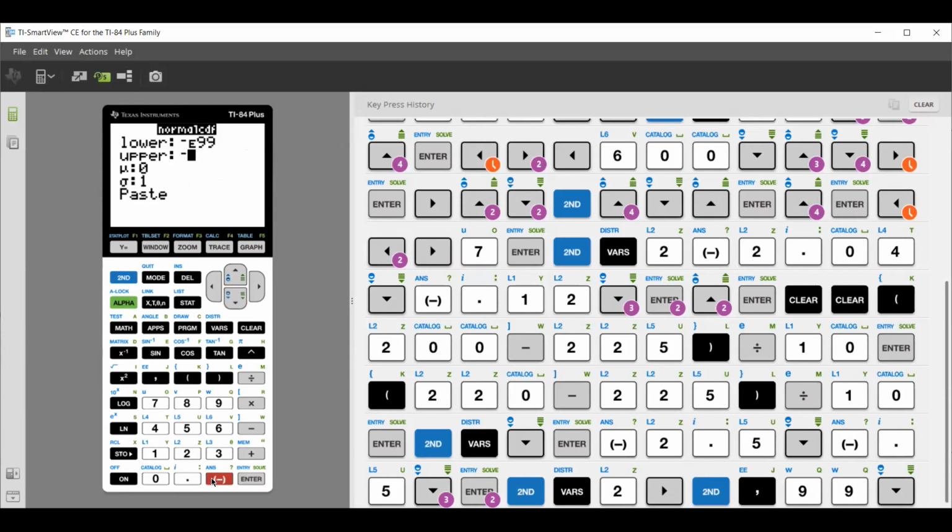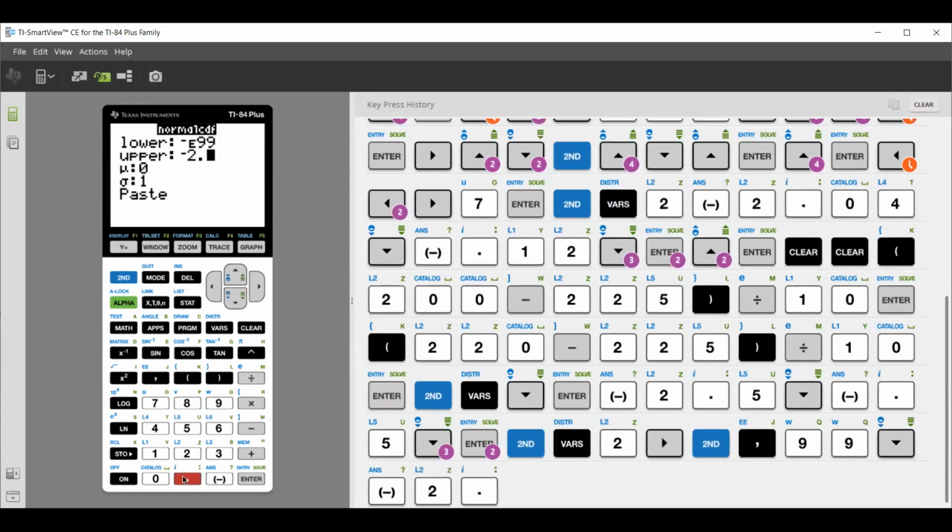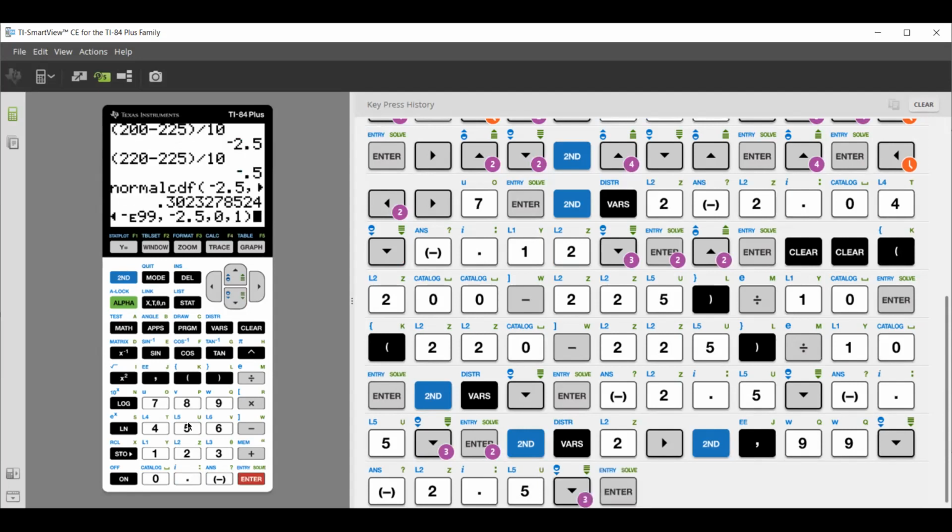negative 2.5. Wait, what? 0 and 1, 2.5? How'd you get a 2.5? Because that's the z-score for.